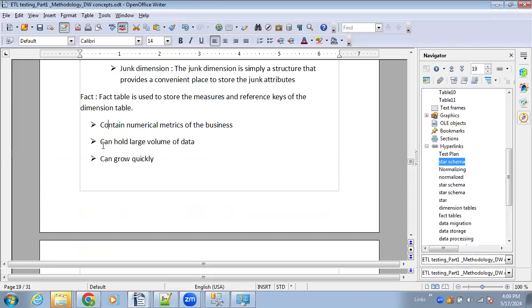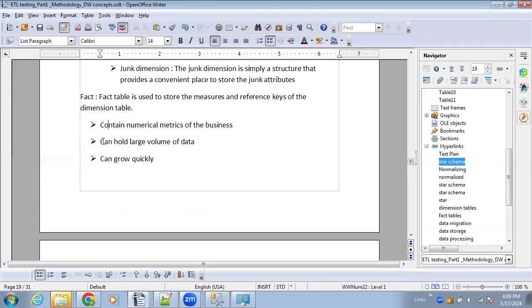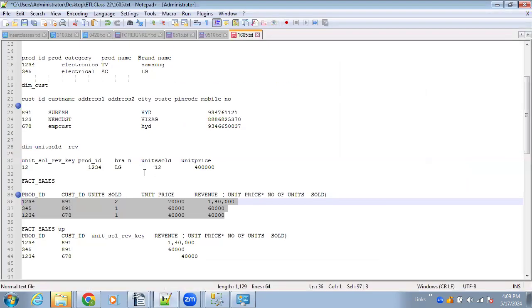So the fact table contains numerical metrics of the business. It can hold a large volume of data. It can grow big quickly, sorry, because it is not textual information. Obviously, the text fields, memo fields will occupy much, but we are only storing int or big int numbers, or decimal numbers. It can grow fast, like the prices, it gets incremented fast.